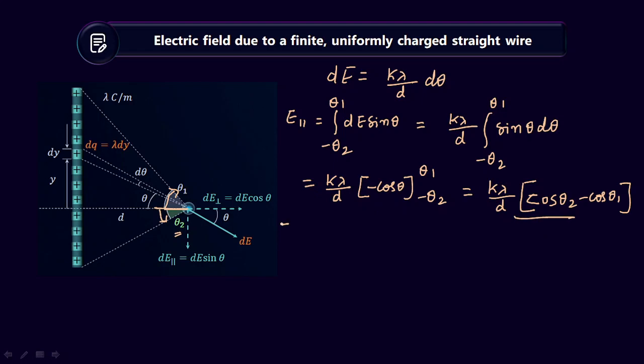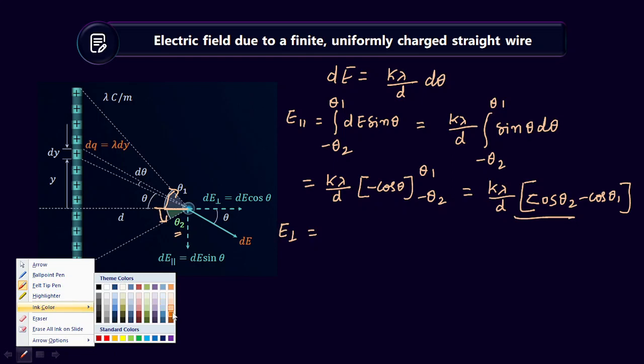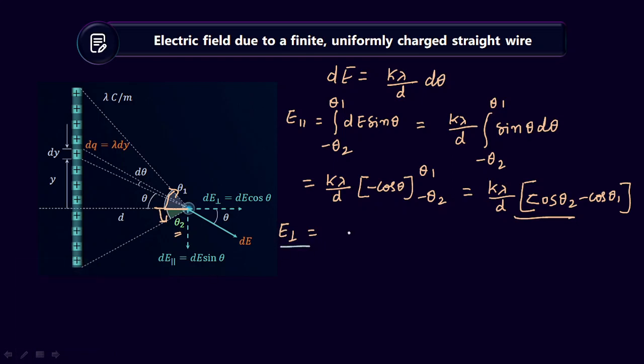Now similarly we can write E perpendicular. Let us change the color so that it is clear. It will be equal to the integration of dE cos theta from minus theta 2 to theta 1. Now I can put the values. k lambda by d is constant only, the charge density is not changing, neither is the distance, so we can take it out, and we have cos theta d theta, again with the limit from minus theta 2 to theta 1.